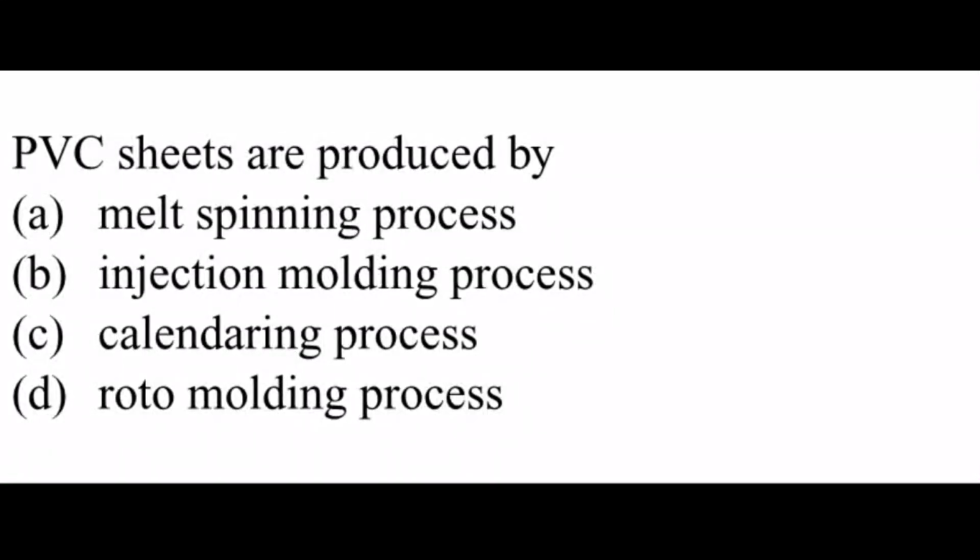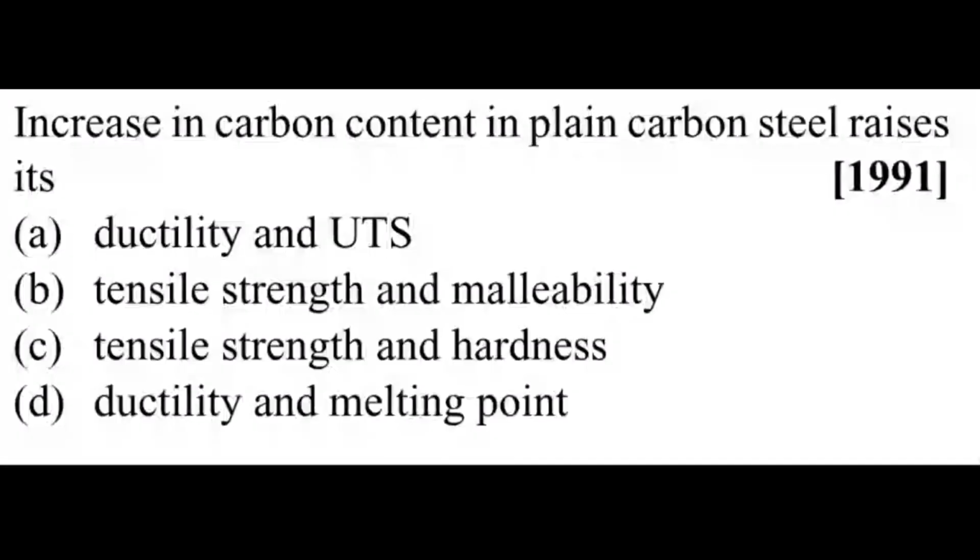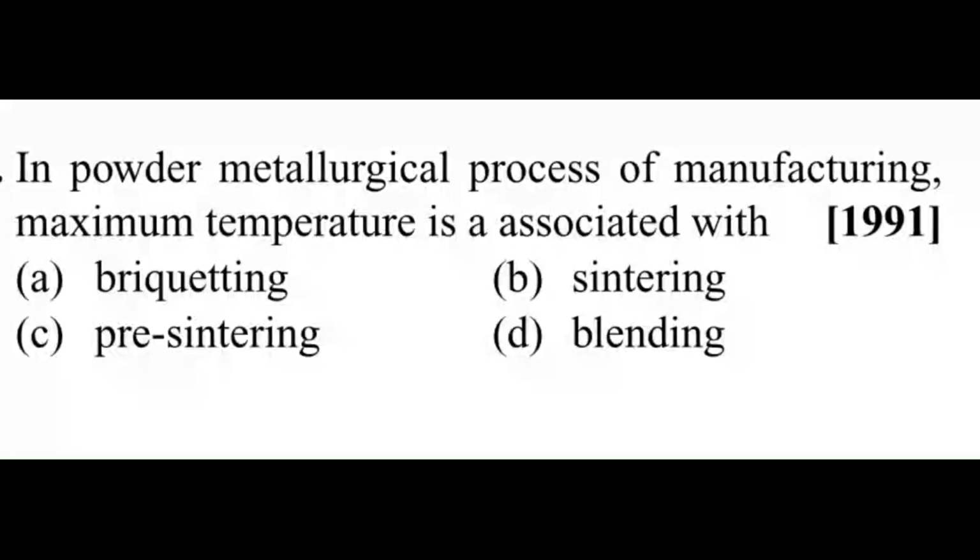PVC sheets are produced by calendaring process. Green strength in powder metallurgy refers to the strength of the powder after compaction. Increase in carbon content in plain carbon steel raises its tensile strength and hardness. In powder metallurgical process of manufacturing, maximum temperature is associated with sintering.